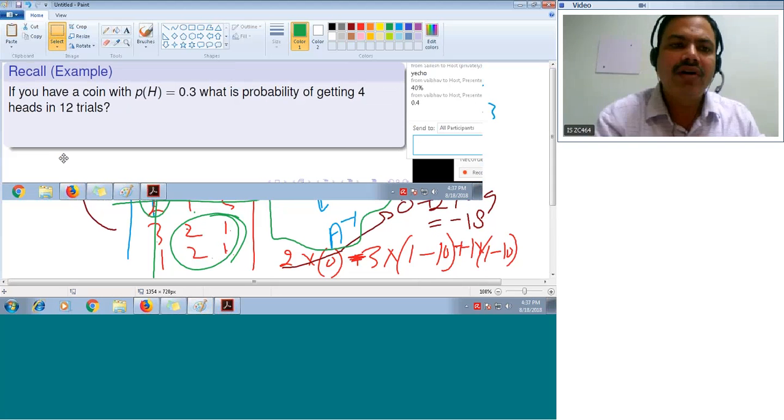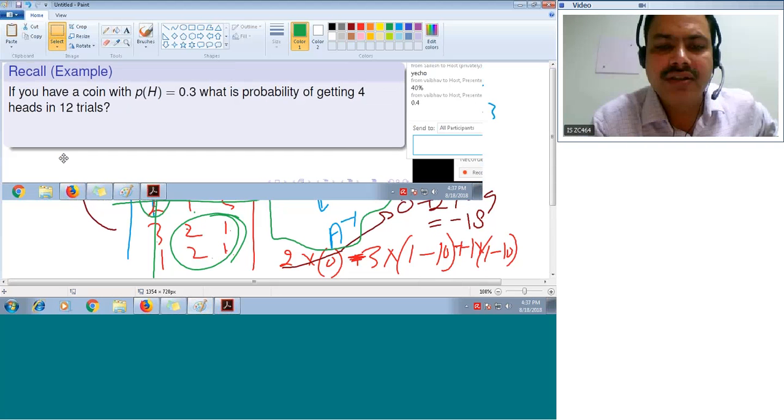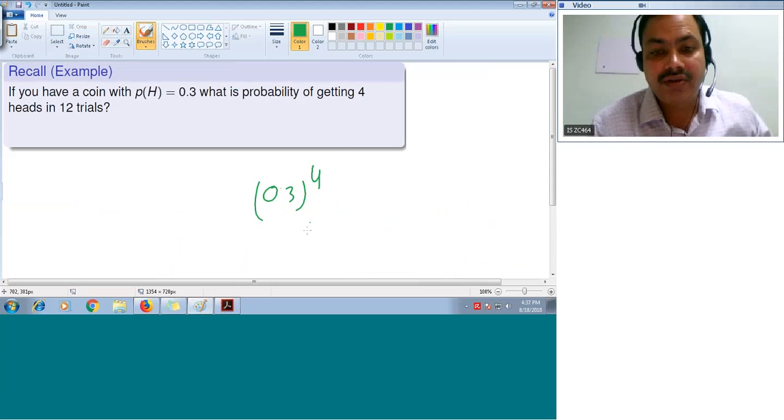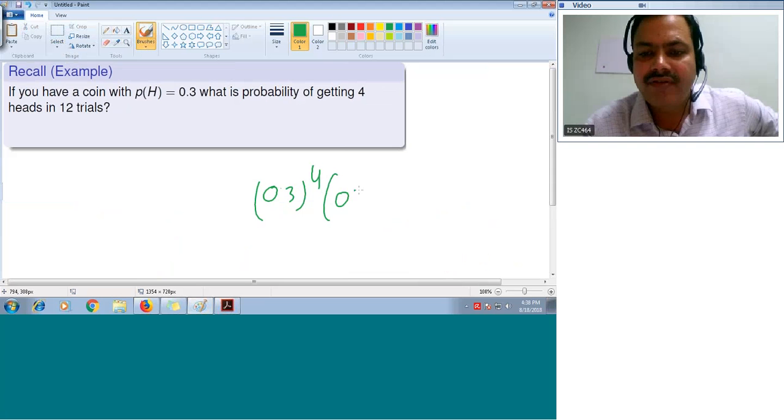Okay, so if you want to get 4 heads, what is the probability of getting 4 heads? 0.3 to the power 4. But you are getting 4 heads, so you also need to find out the tails. How many tails do you have? 8 tails. And what is the probability of tail? It is 0.7 to the power 12 minus 4, so 8 tails. This is what is important.